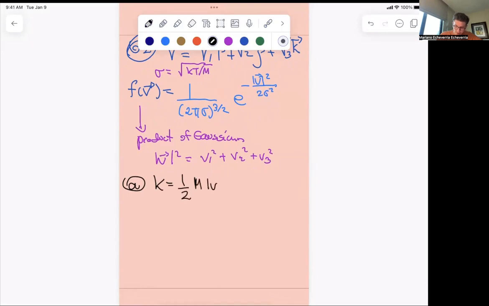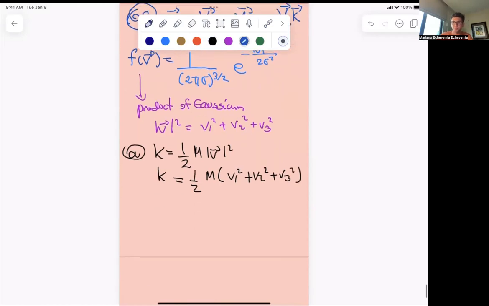Thanks. So the first one is that they define the kinetic energy as 1/2 mass times velocity squared. You should think about it as a random variable. So you can find its expected value. Remember, this is a function of v. If you want to write it more explicitly, you can write it as 1/2 m times v1 squared plus v2 squared plus v3 squared.